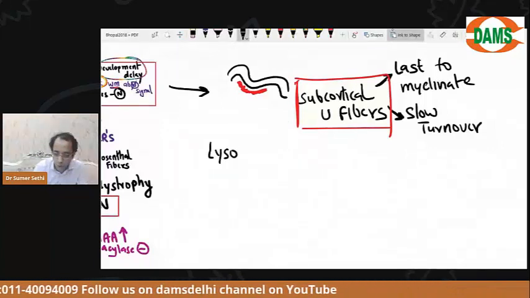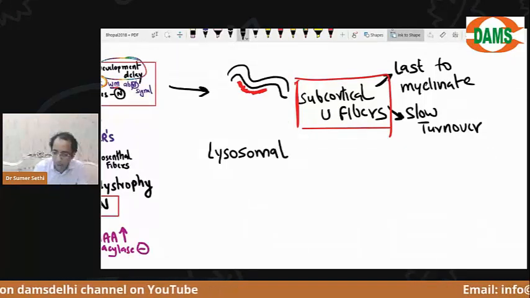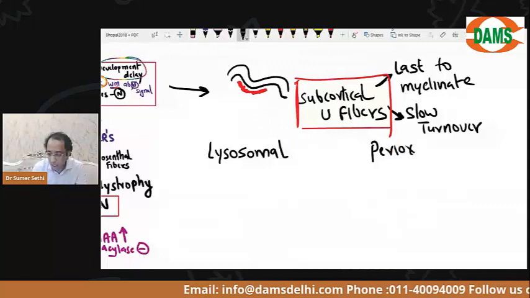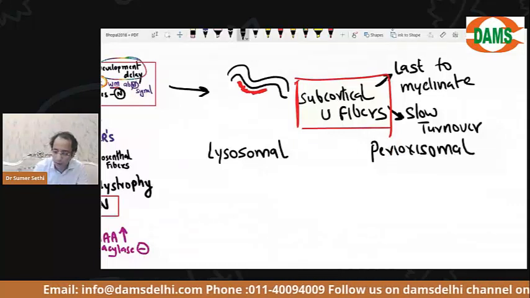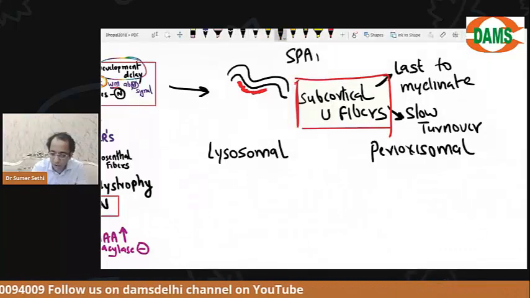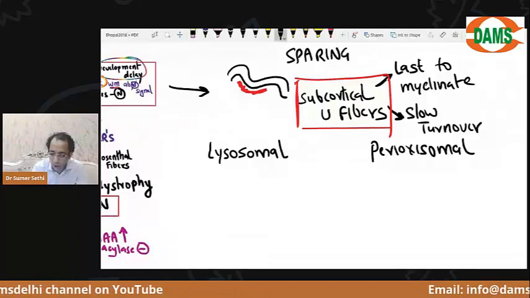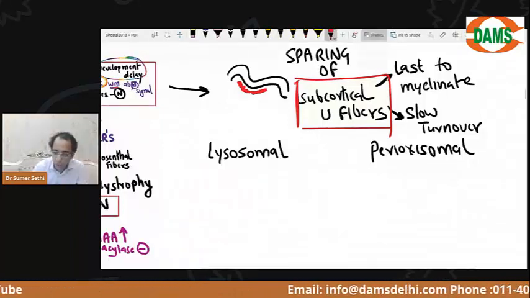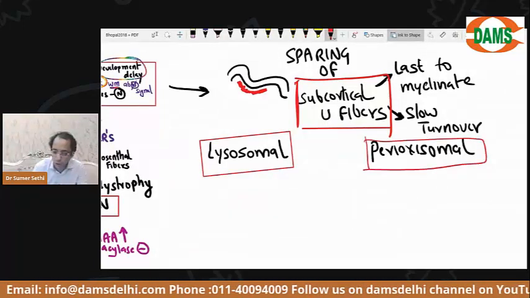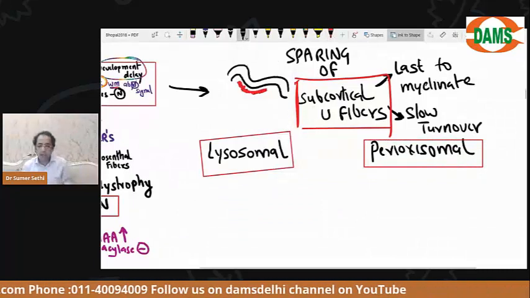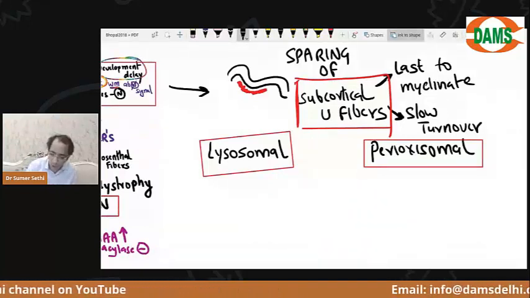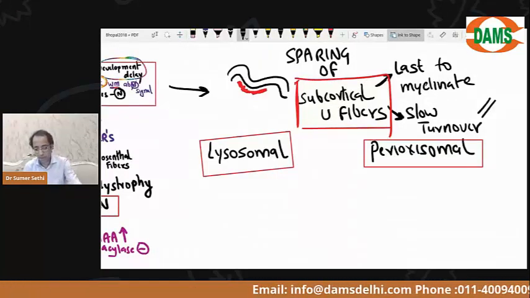Suppose there is a lysosomal disorder affecting the myelin turnover, or a peroxisomal disorder affecting the myelin turnover. What will happen? There will be sparing of subcortical U fibers. So the word that I want you to remember: lysosomal disorders and peroxisomal disorders which affect the myelin turnover will spare the subcortical U fibers because they have a very slow turnover. They are unlikely to be affected in these diseases.